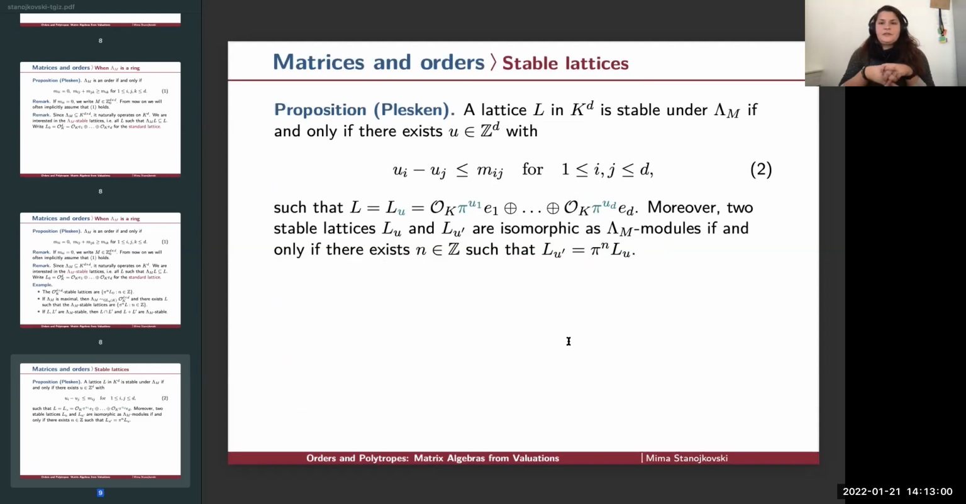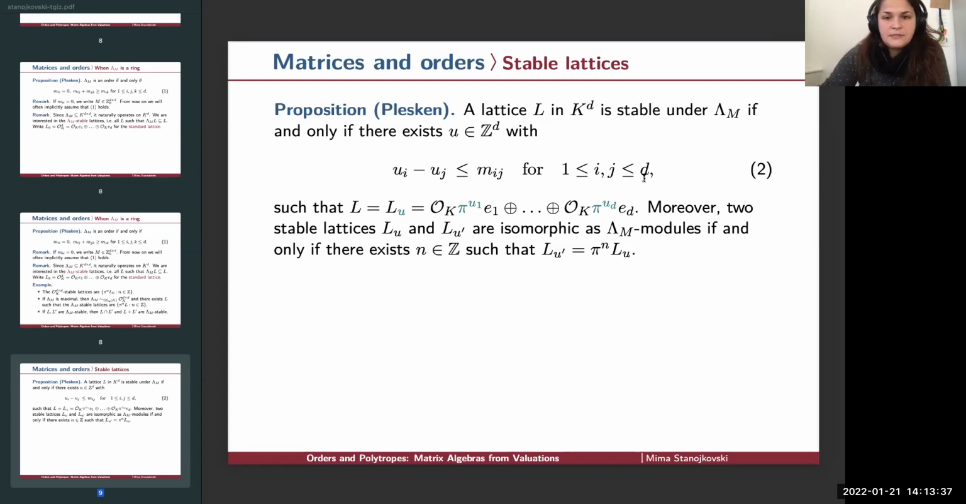So here is the classification of the stable lattices. I am doing this now in terms of the original language of Pleskin and Sassenhaus, but I promise you later we come back and look at this from the point of view of tropical geometry. So if we start with the graduated order, once again a ring that comes from a matrix, and we want to classify all the stable lattices, then these are parameterized by integer vectors that satisfy these inequalities here.